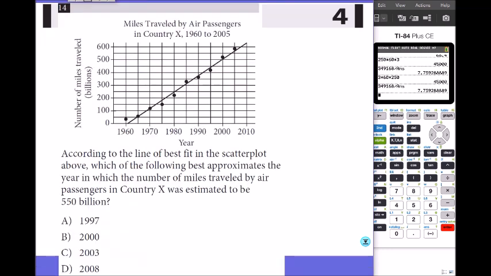14. According to the line of best fit in this scatter plot above, which of the following best approximates the year in which the number of miles traveled by air passenger travel reached 150 million? They're not changing the units or anything. You're just looking for the X. 150 is right here, so it is between 2000 and 2005, which has to be C.